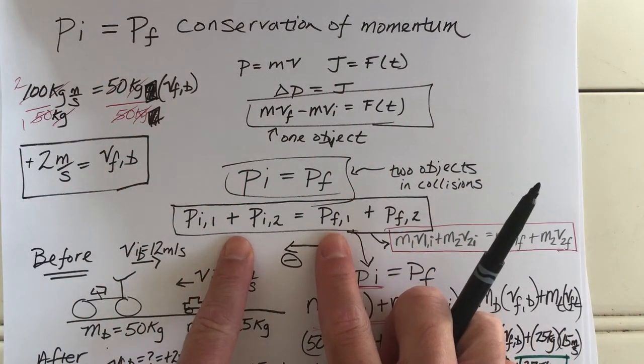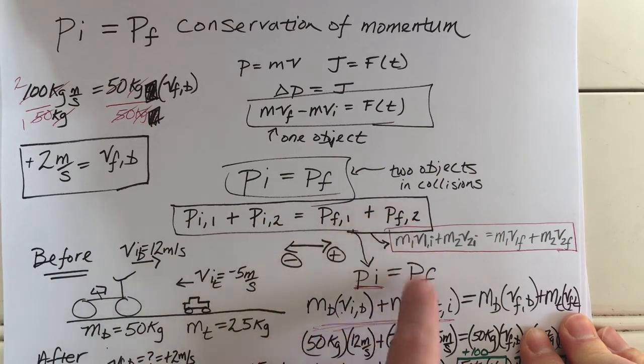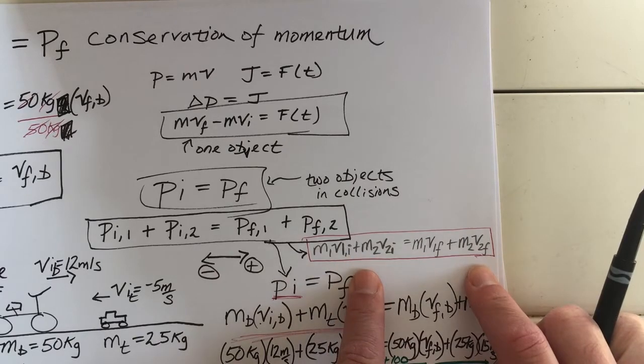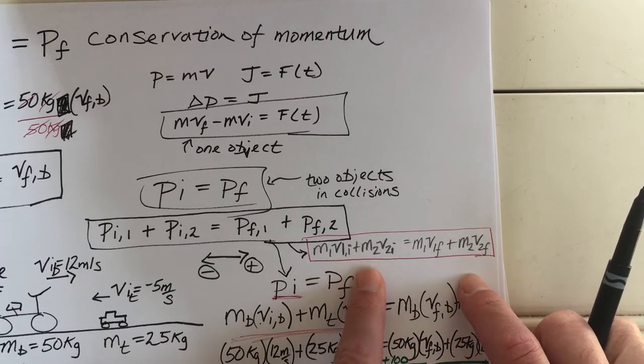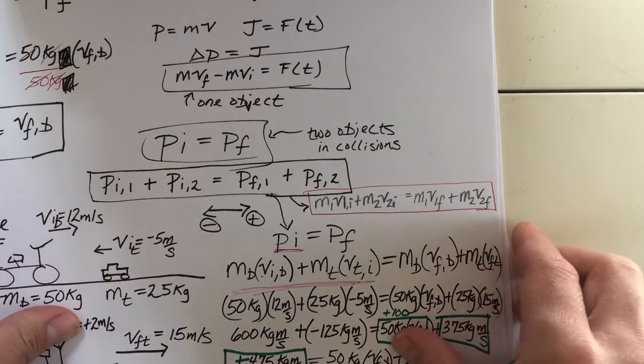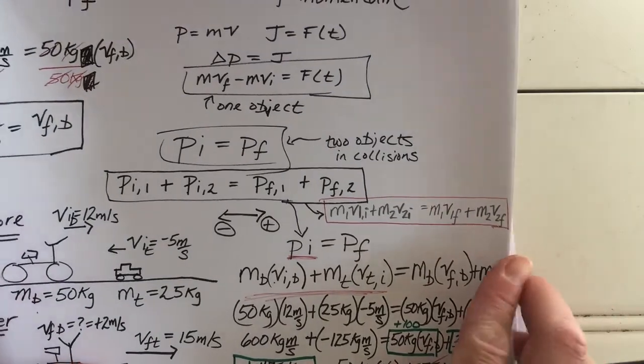It becomes this formula, where we add up the two initial momentums, set it equal to the two final momentums, and it becomes this mess to look at. But this is what we're going to end up using, and that's how we solve these problems, paying special attention to the sign. Okay, let's do another problem.